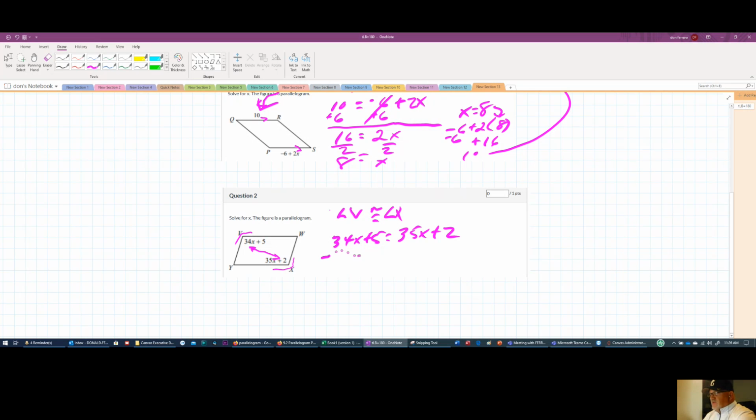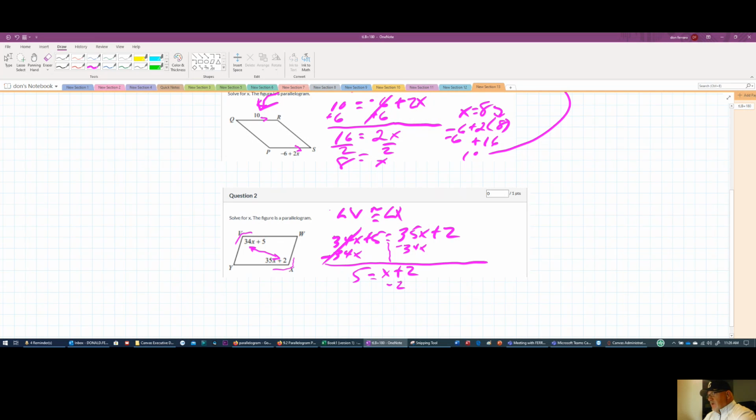And now I need to set these equal to each other. So I'm going to move the x's over here just because it makes it look pretty easy. So I got negative 34x and negative 34x, okay? And let's draw the line. Okay, so that cancels out, and we got 5 is equal to 35x minus 34x, which is going to be x plus 2. Now we're going to have to subtract 2 from both sides.